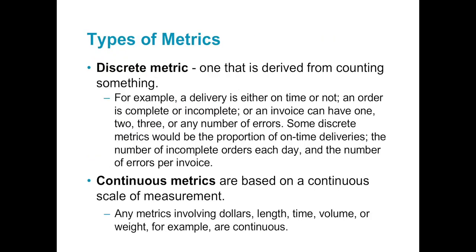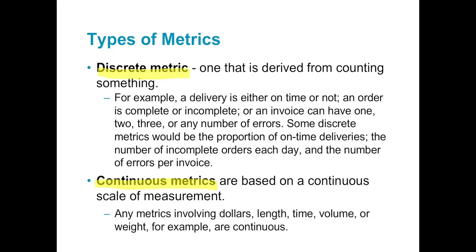There are two broad types of metrics. First is what we call discrete metrics. This comes from counting. The result is always a whole number. You can't have 2.7 defects or 3.4 incomplete orders. Examples include the number of customer complaints per week, the number of errors on an invoice, or whether a delivery was on time or not.